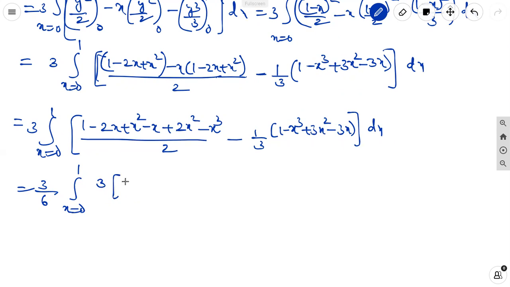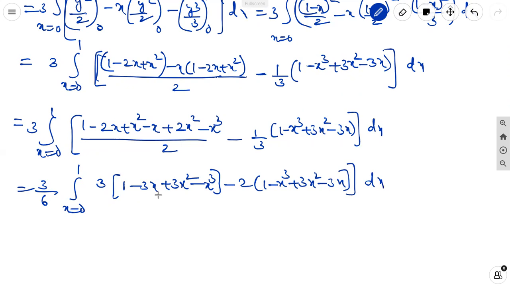3 into 1 is a constant, minus 2x minus x minus 3x plus 3x square minus x cube minus 2 into 1 minus x cube plus 3x square minus 3x whole dx. See here, both are same terms. 1 minus 3x, 1 minus 3x plus 3x square minus x cube. 3 minus 2 is 1. So here 3 ones are, 3 twos are.